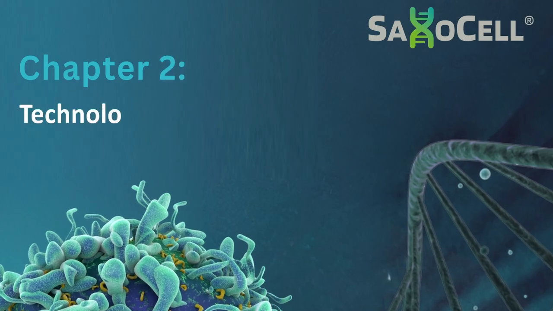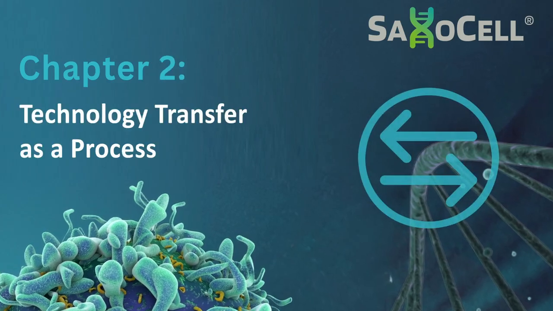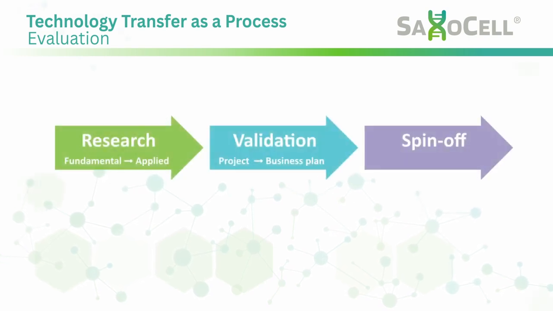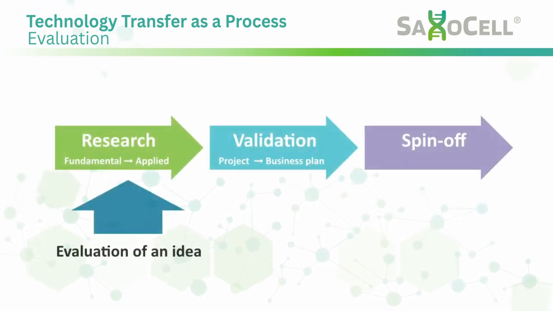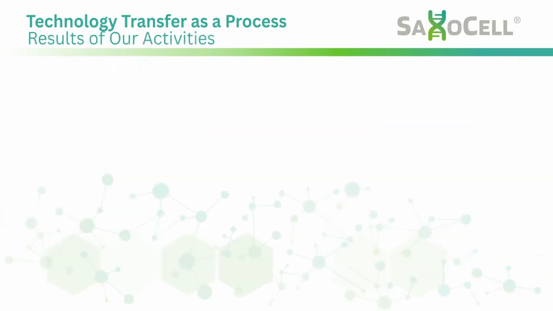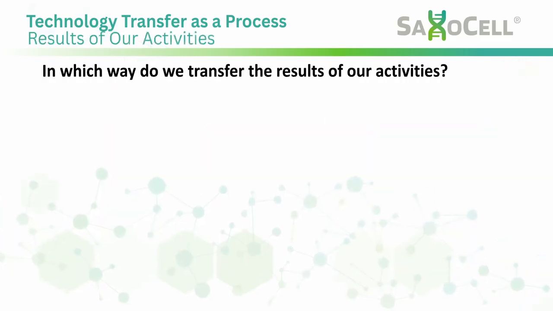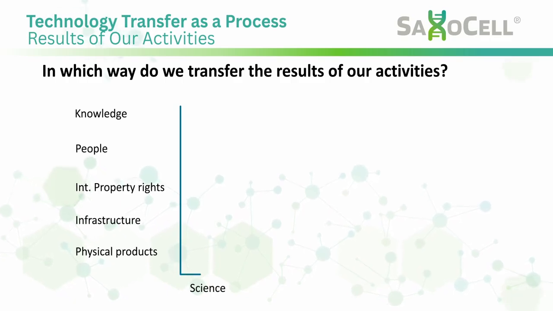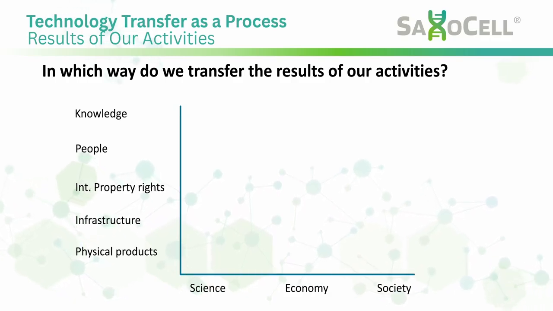Let's now take a look at the various options for technology transfer. Typically, ideas are evaluated for transfer very early, during the transition from basic to applied research. Now let's see in which way do we transfer the results of our activities. Transfers may have impacts on science, economy, and even society.